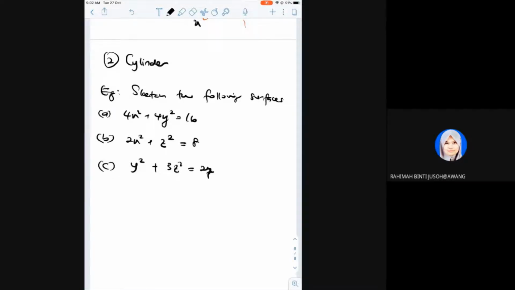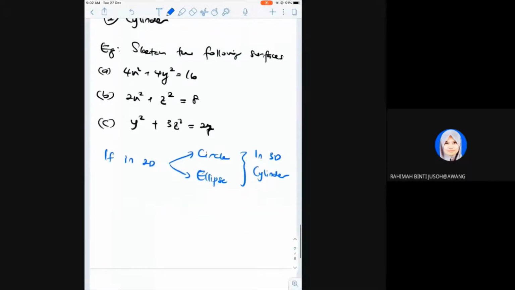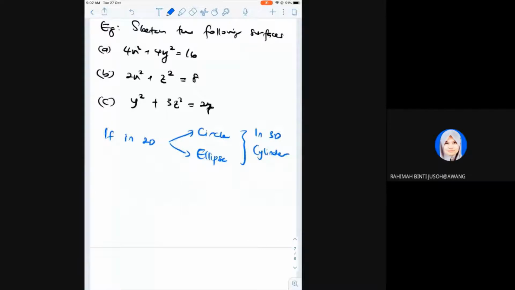Guys, saya bagi tips. Bila you tengok equation tu, dia membentuk in 2D, if in 2D is either circle or ellipse, therefore in 3D, it will be a cylinder. Kalau dalam 2D, kalau kita tengok equation tu, macam dia bentuk circle ataupun ellipse, dalam 3D dia akan jadi cylinder. Alright, now let us solve this question one by one. Question A, 4x squared plus 4y squared equals to 16. Okay, we can divide everything by 4, right? So we have x squared plus y squared equals to 4. If you divide everything by 4, 16 bagi 4, 4.